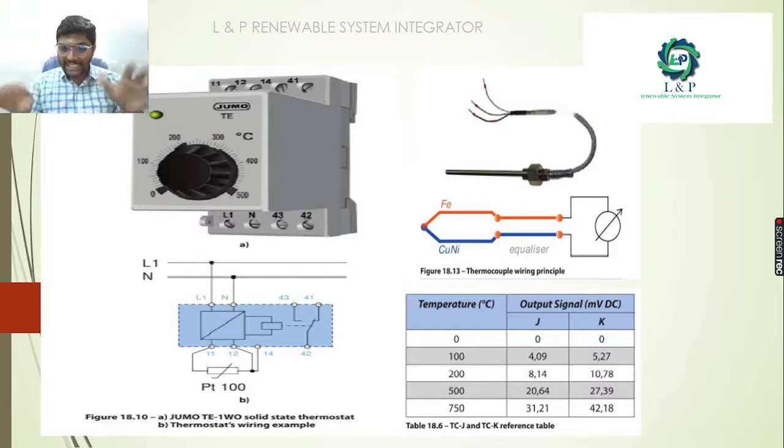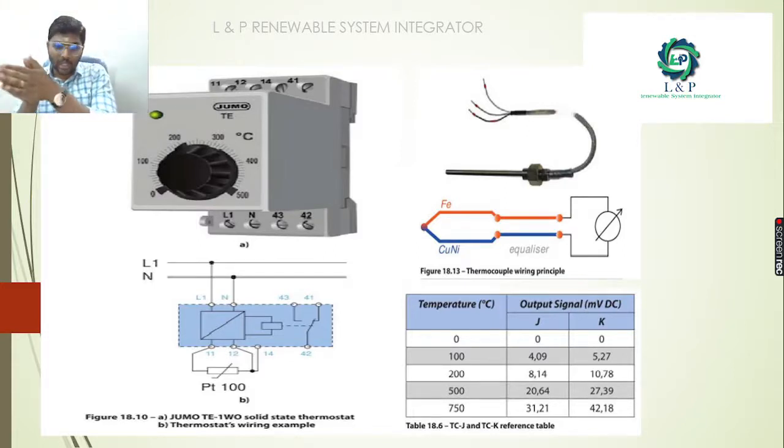When we get into the table, if this thermocouple sensor is having a J junction, then if the temperature is 0, the DC voltage output will also be 0. If the temperature is 100 degrees, it will be 409. If it is 200 degrees Celsius, then 814. If it is 500 degrees Celsius, it will be 2064.